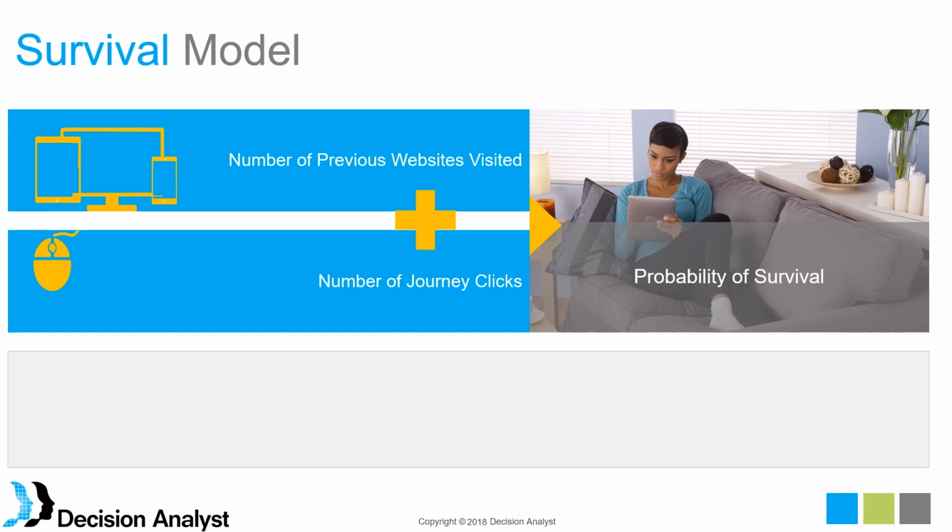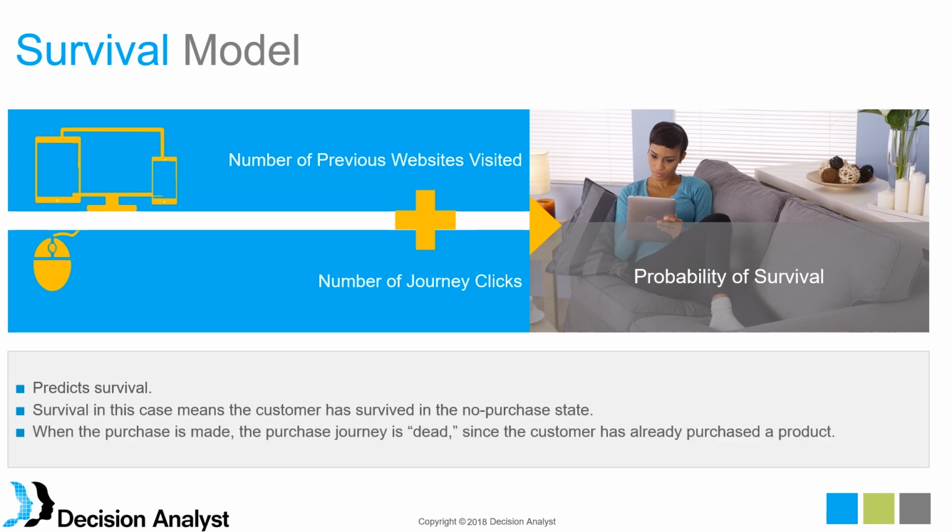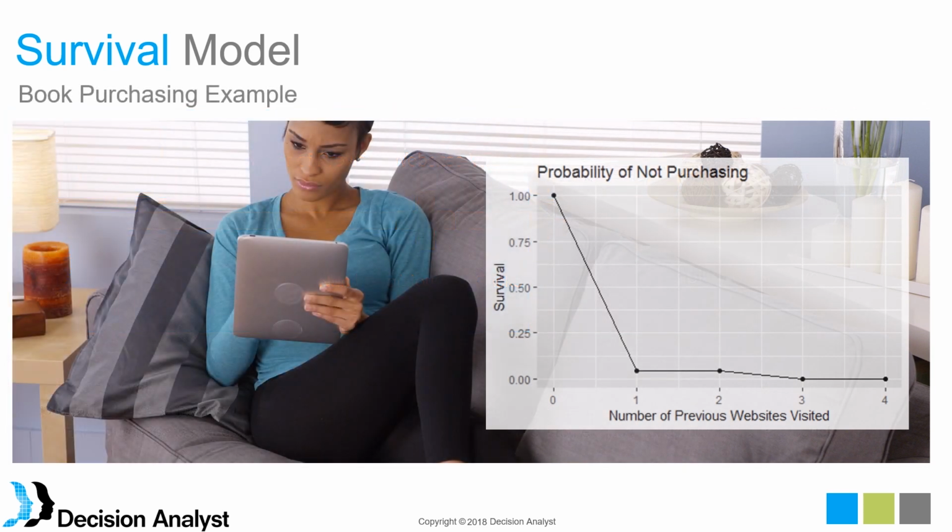So that's the survival model, and the idea is that we predict this survival curve, and then from the survival curve we can know the average probability of survival.